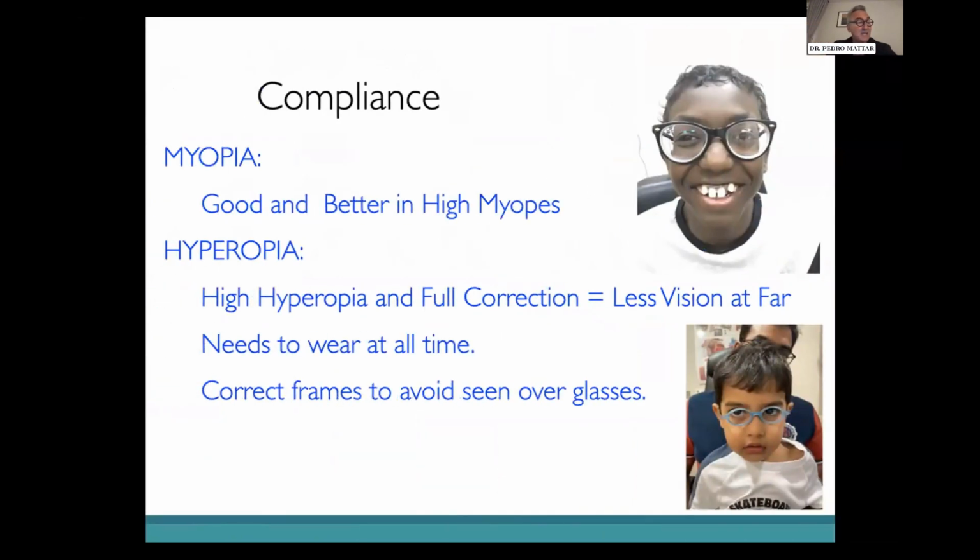The compliance in myopia normally is good. In hyperopia, if there is a high hyperopia with full correction, they will say that they don't see well at far.